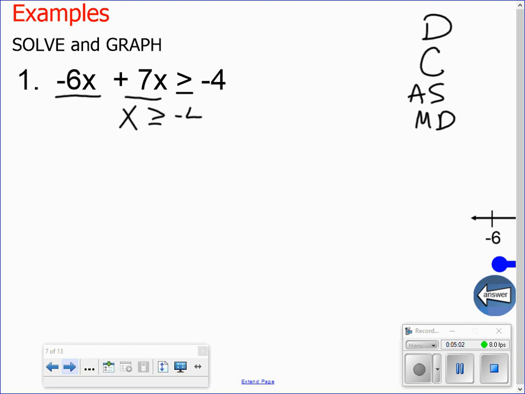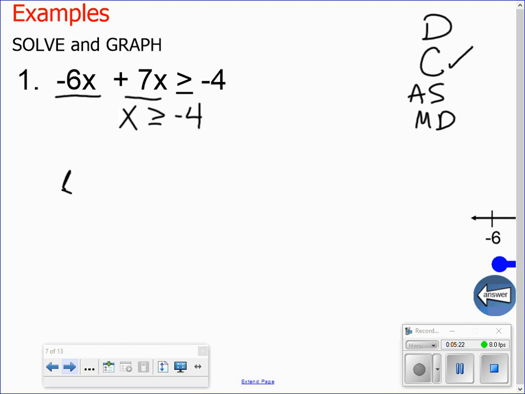which is greater than or equal to negative 4. So in this case, all we had to do is combine like terms. We don't have to add or subtract to get the variable on one side because it's already by itself. And because the coefficient in front of that variable is 1, we don't have to multiply or divide to isolate that variable. So now all we have to do is graph our solution.